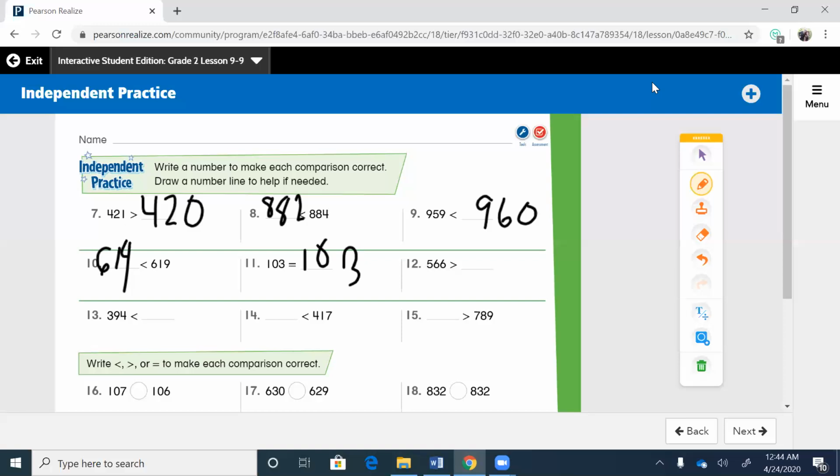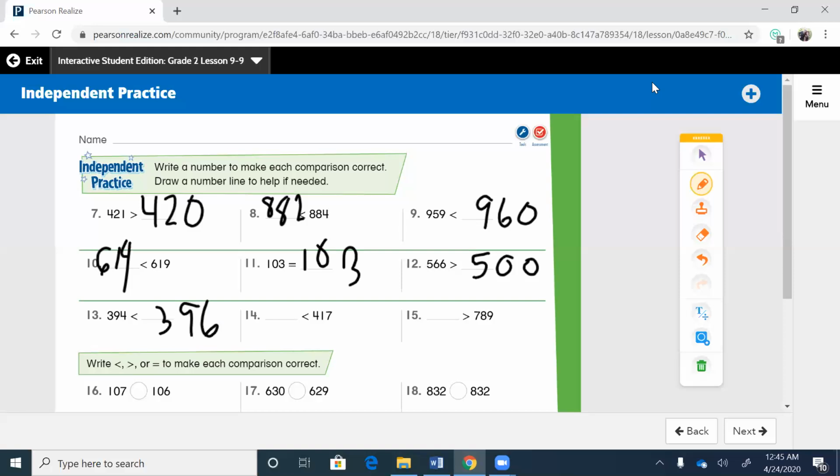Number 12, look at your symbol. It's open. Alligator is eating the number 566, so we need a number smaller than 566. I'm going to put 500. Number 13, look at the symbol. I see it's open to the right, and the alligator has nothing to eat, so let's give him something to eat. At 394, we need something bigger than that. Let's go 2 more, 396. That reads 394 is less than 396.